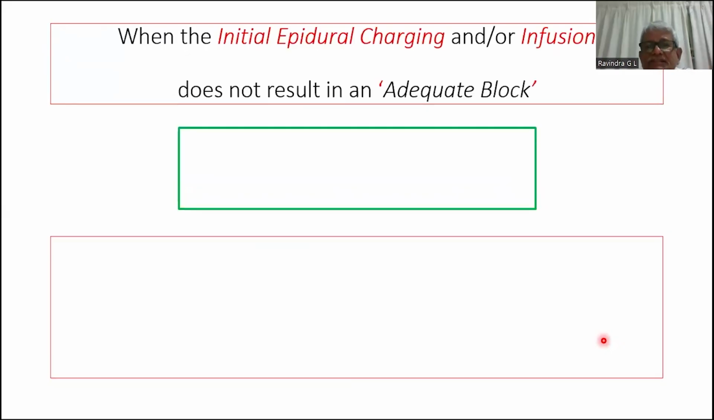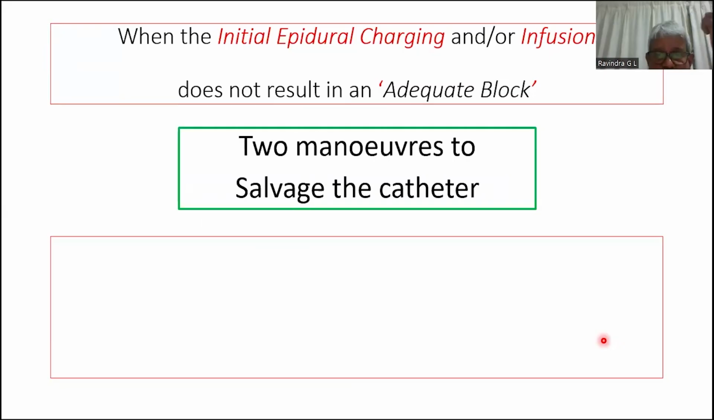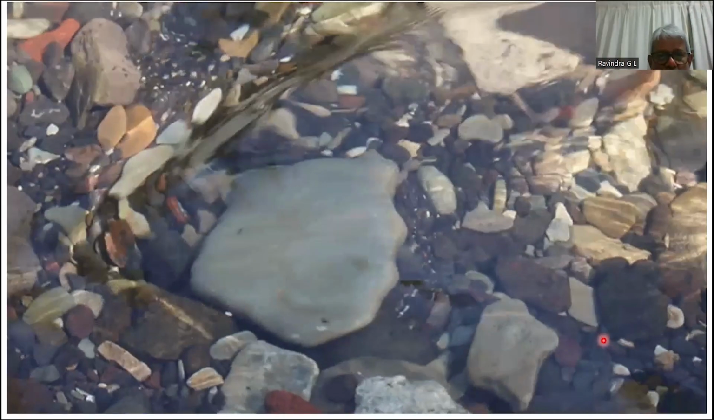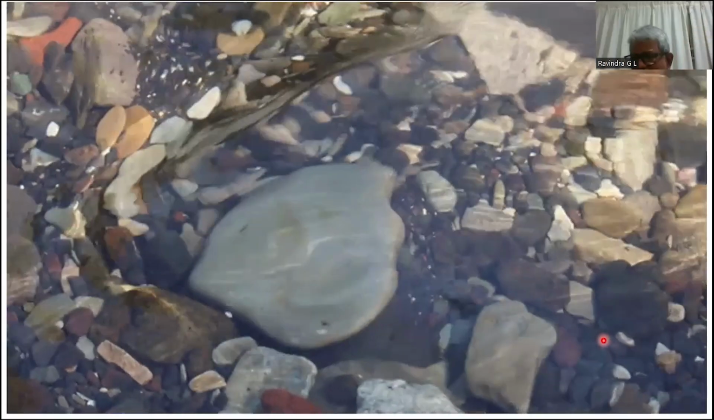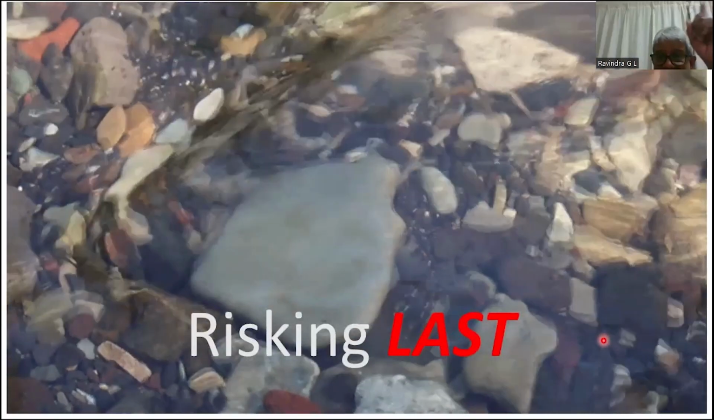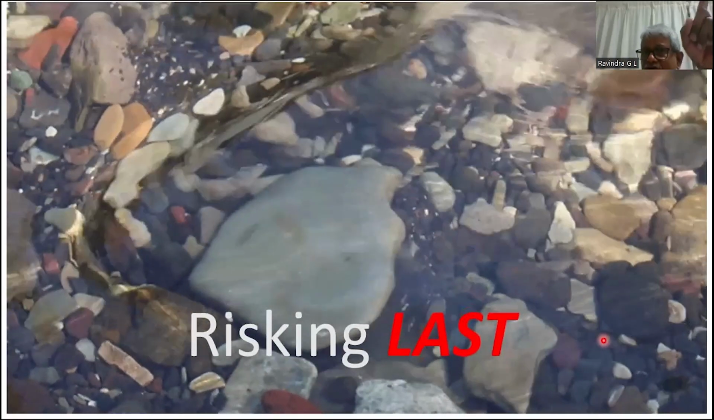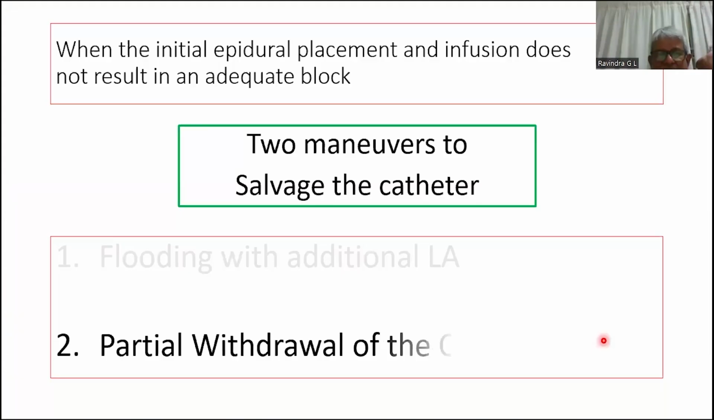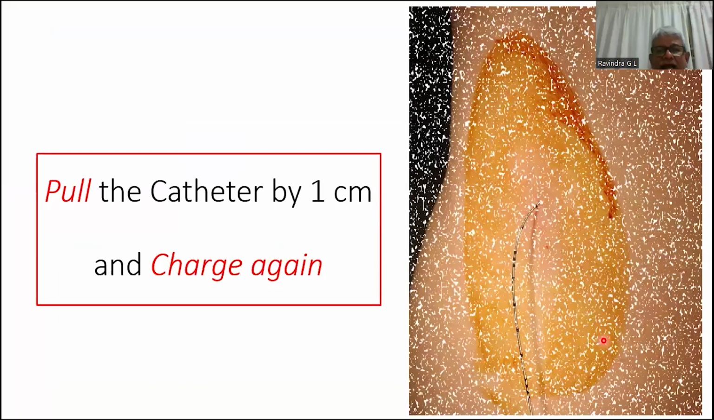So when the initial charging or the infusion does not result in an adequate block, what has happened? Two maneuvers to salvage the catheter are there. Number one is flooding with an additional dosage. You can give an additional dosage, but you're always risking local anesthetic systemic toxicity. You need to be very careful about it. And the second one is partial withdrawal of the catheter and charging again.